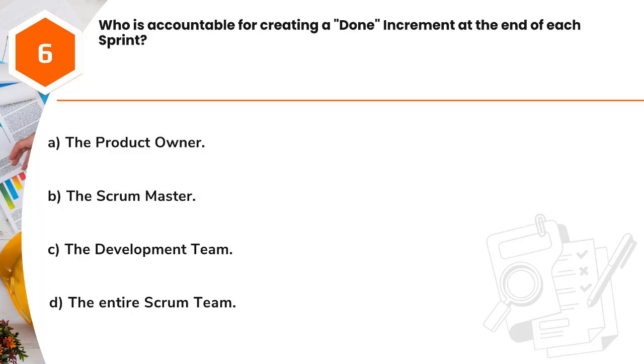Question 6. Who is accountable for creating a done increment at the end of each sprint? A. The product owner. B. The Scrum Master. C. The development team. D. The entire Scrum team.